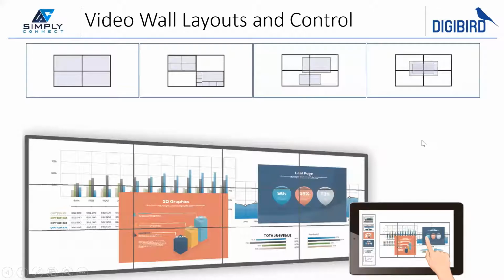Then, like we mentioned earlier, this is the type of layout you can do using the Digibird video wall processor: 2x2, some with a quad view, some with up to 8 windows in one panel, and you can do overlap and overlay on different screens. Then some more layouts.